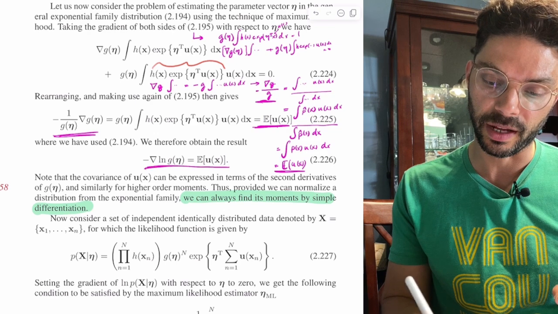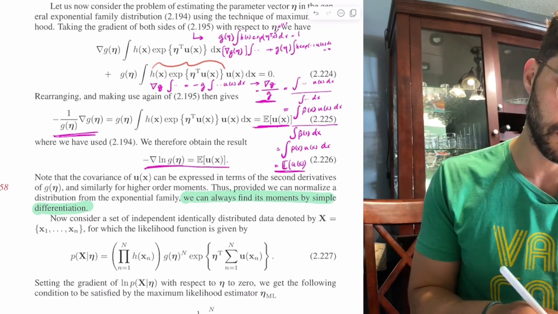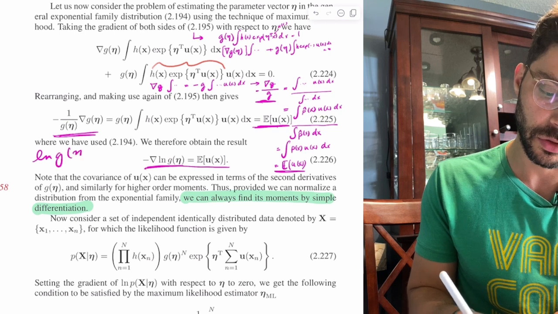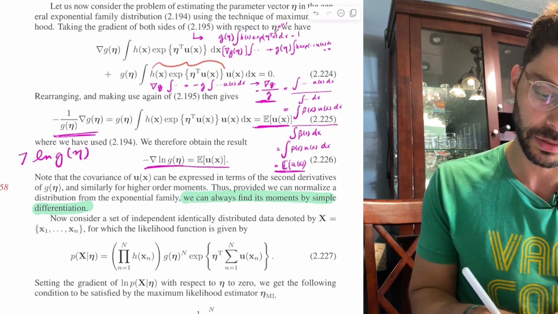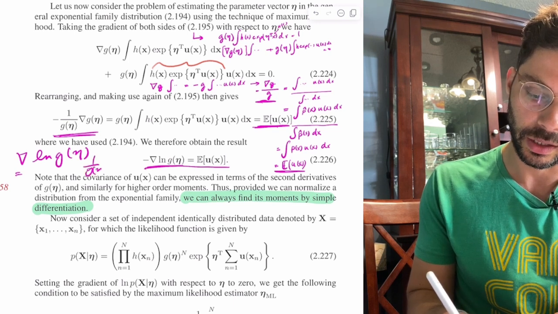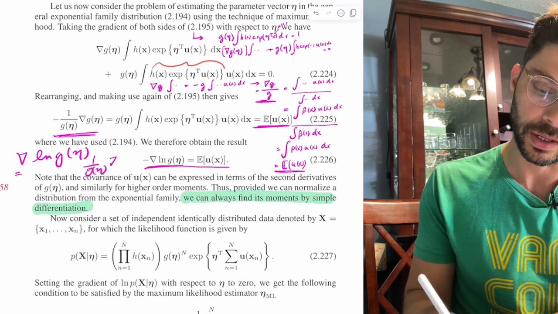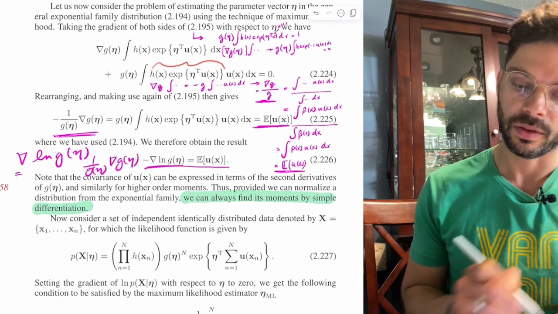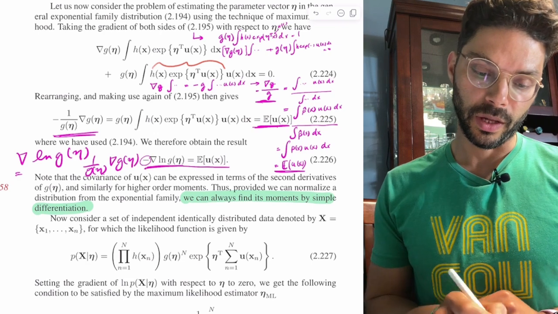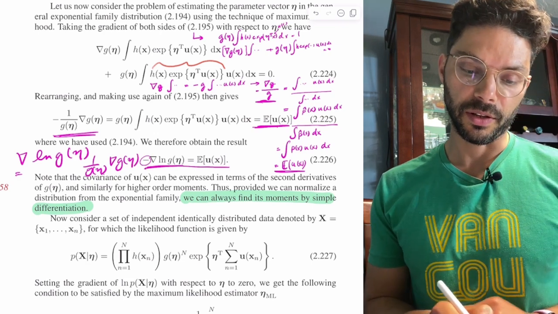Now, where does the left-hand side come from? Well, that's just simply because if you have log of g of eta, then the gradient of this is going to equal 1 over g of eta times the gradient of g. So that's essentially what we have, except for the minus sign. Okay, so all he's saying is note the covariance.